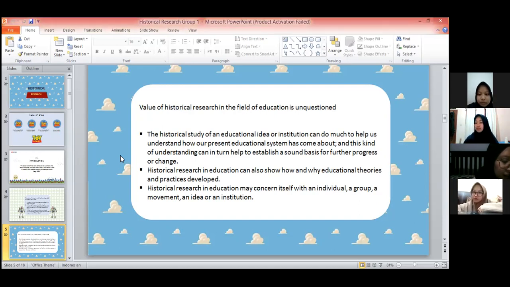Historical research in education may concern itself with an individual, a group, or a movement, an idea, or an institution. No one person can be subjected to historical investigation without some consideration of his or her contribution to the ideas, movements, or institutions of a particular time or place.